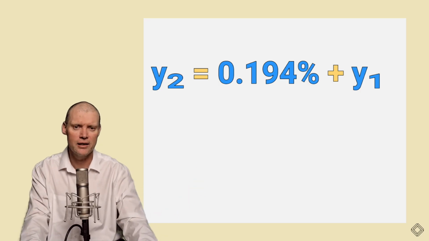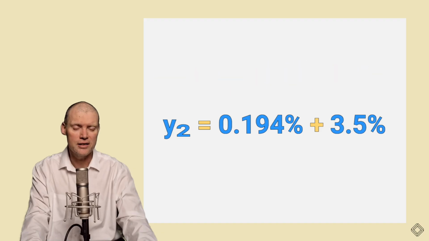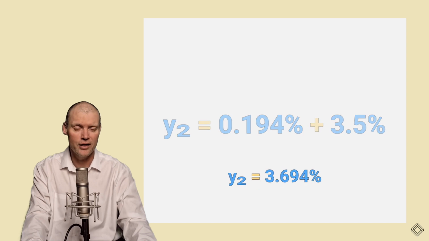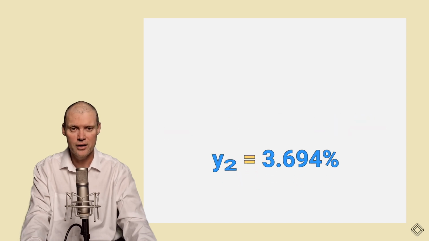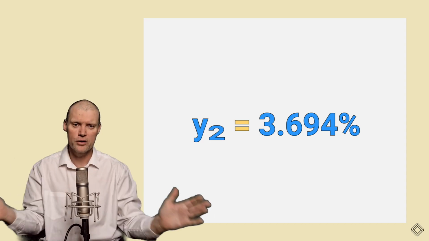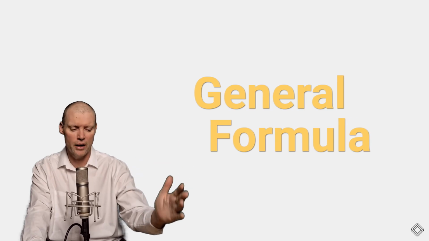And the value of c is 3.5%, which means y2 is equal to 0.194% plus 3.5%. That tells us the value of y2 is 3.694%. And we could stop here. We've solved the problem. But what we wish to do is derive a general formula to be able to apply in future scenarios. So what did we do?